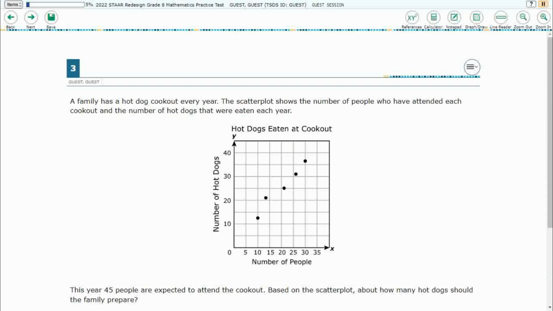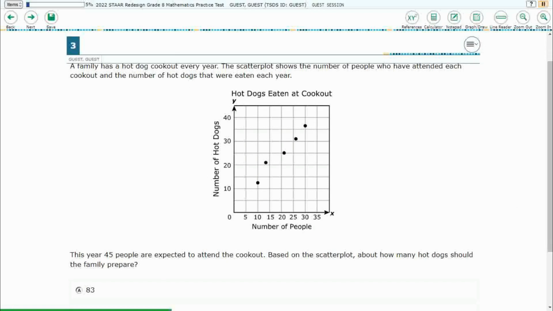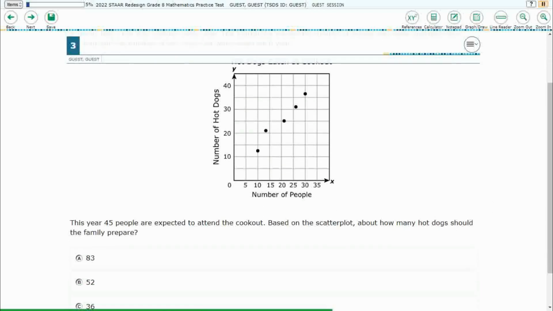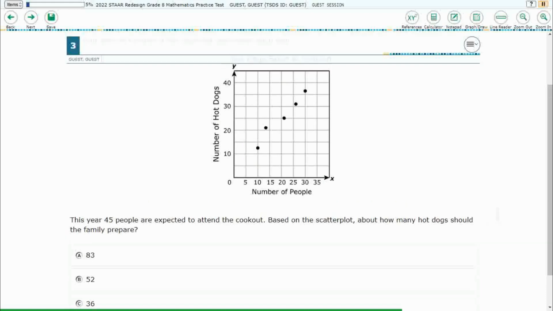So we have a family having a cookout. We have got a scatter plot showing the number of people attending, that's on the x-axis, and the number of hot dogs that were eaten, that's on the y-axis. And it does show a pretty close to linear relationship. You definitely see more people eating more hot dogs. And then this year 45 people are expected to attend the cookout based on the scatter plot. So we're going to estimate about how many hot dogs the family should prepare.